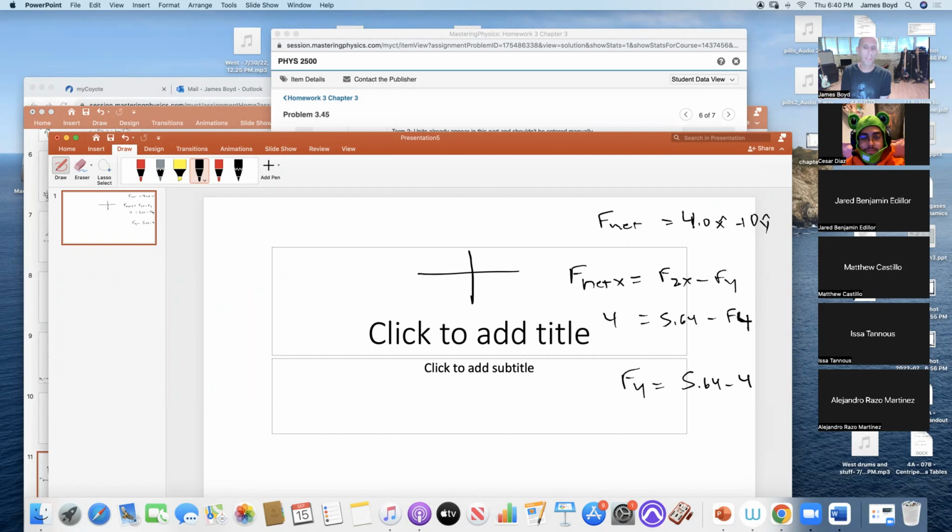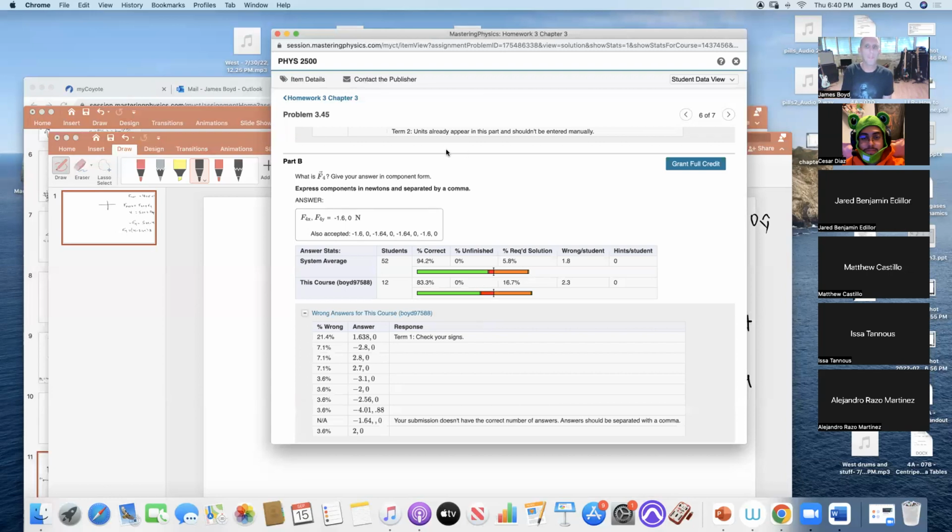2x is 4. It needs to be 4. I don't know why it's not giving me a negative sign. Oh, because this is plus F4. So F4 is equal to 4 minus 5.64. I'm being bad on my signs, and I'm sorry. And the x hat, which is negative 1.64. It's been a little bit, sorry.